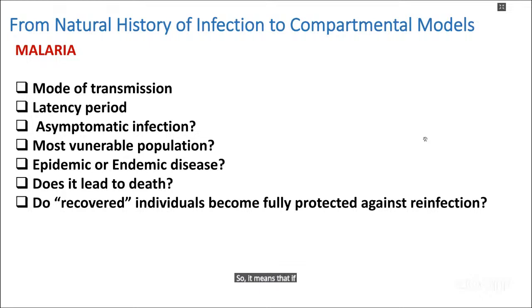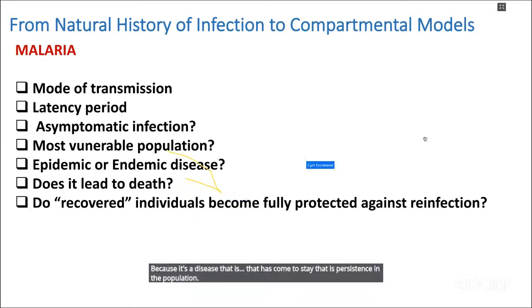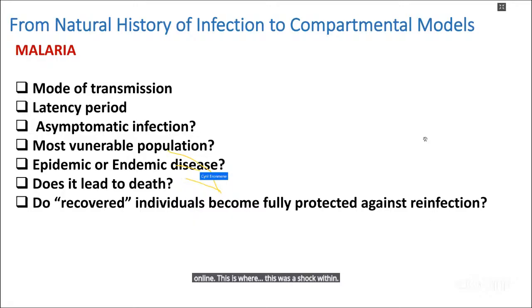So it means that if I'm developing a malaria model, I have to capture what? Recruitment into it, maybe through birth, through migration, and then I also want to capture natural deaths. People in the population will die naturally. Is that clear? So we want to capture those demographic factors because it's a disease that has come to stay, that is persistent in the population. Unlike an outbreak of say 2 weeks or 3 weeks, where you may want to neglect birth and natural death because it is quite a short time. They might not really have much effect on my model.